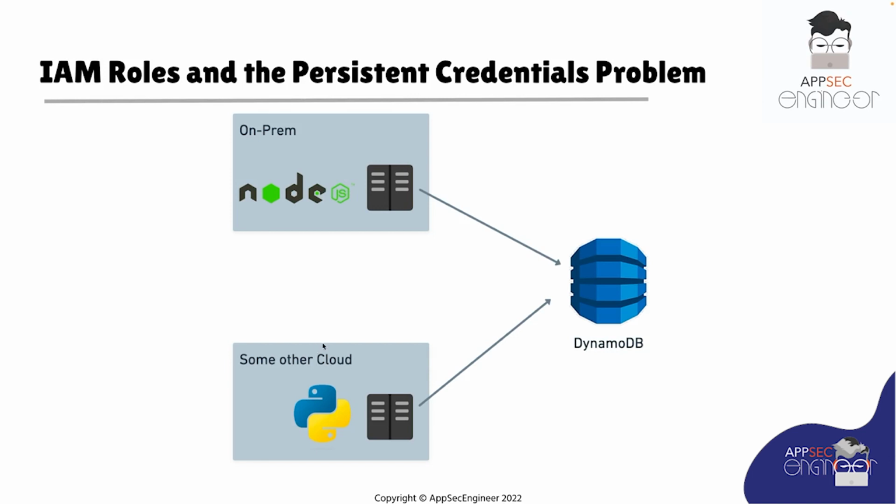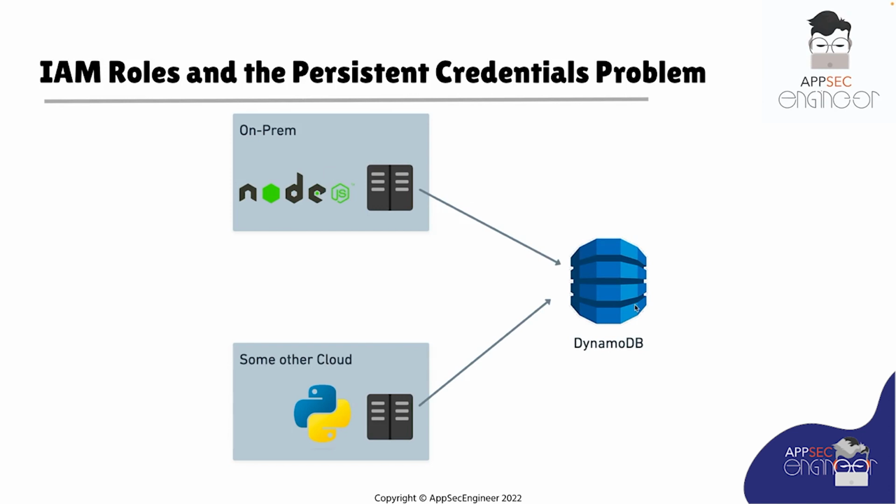Now, the problem here is that these need to talk to an AWS resource. So let's say they need to talk to DynamoDB. Now, DynamoDB, as many of you know, is one of the managed databases in AWS, and it's a very convenient database to use, especially for NoSQL use cases. So for instance, I'm a big fan and I'm a big user of DynamoDB myself. So these two applications need to talk to DynamoDB.